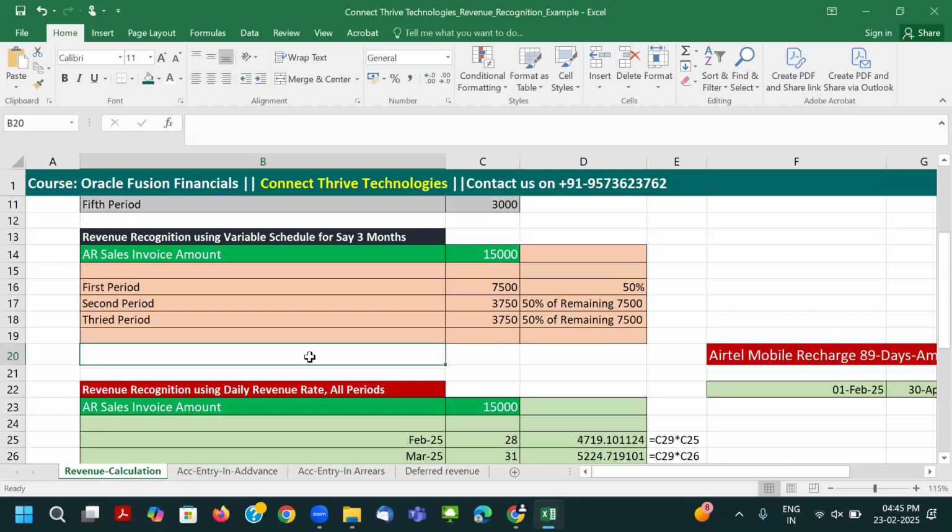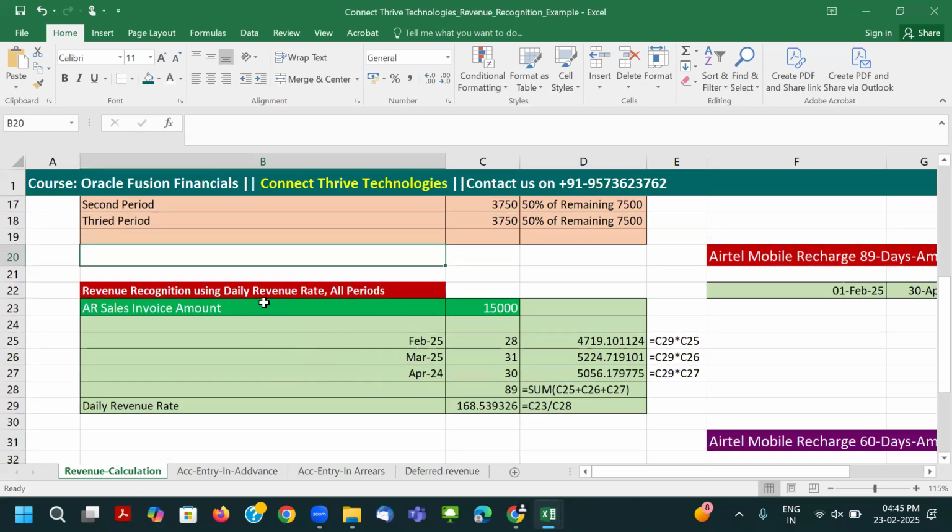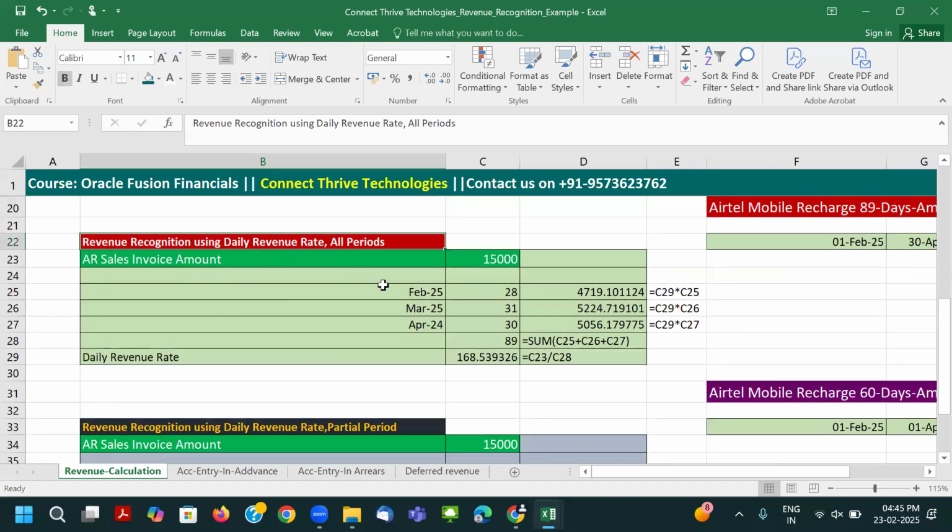Next one. So these are very, very important. This revenue recognition using the daily revenue rate all periods will be a bit tricky. So please listen very carefully.